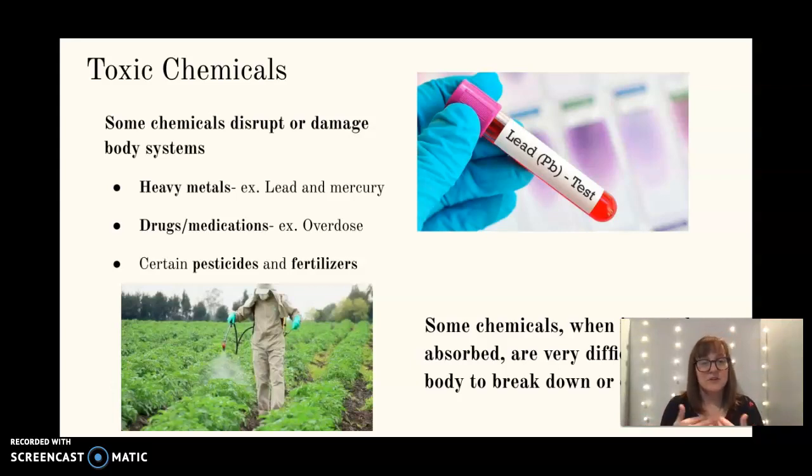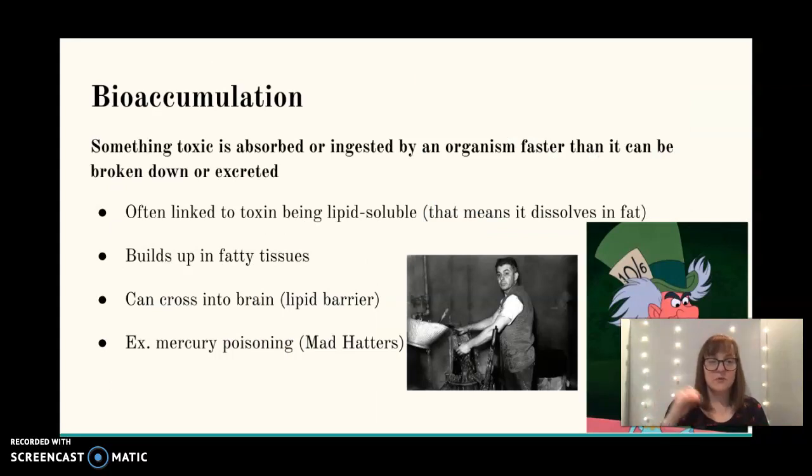Some chemicals, when they're ingested or absorbed, are very, very difficult for the body to break down or eliminate. And this is really important. If we can break them down and eliminate them, generally they're not going to harm us too much because we're going to get them out of us quick. The problem is if we can't break them down and we can't eliminate them, then what happens? So what happens is bioaccumulation.